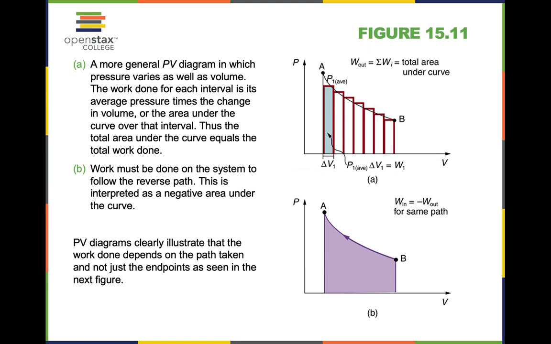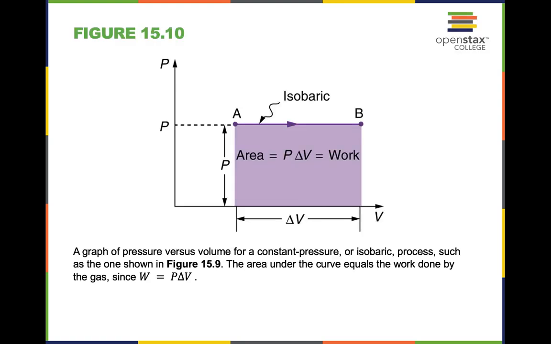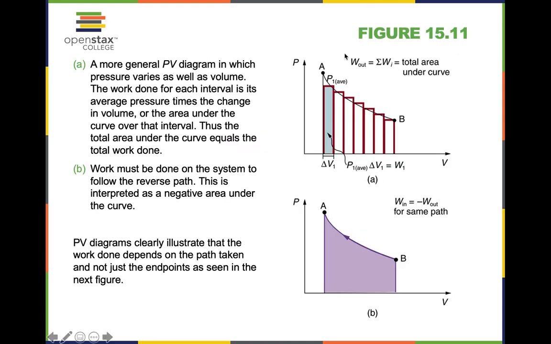So figure 15.11, you have for A, a more general PV diagram in which pressure varies as well as volume. So the work done for each interval is its average pressure times the change in volume, or the area under the curve over that interval. Thus, the total area under the curve equals the total work done. So same representation, except here there's actually a curve.